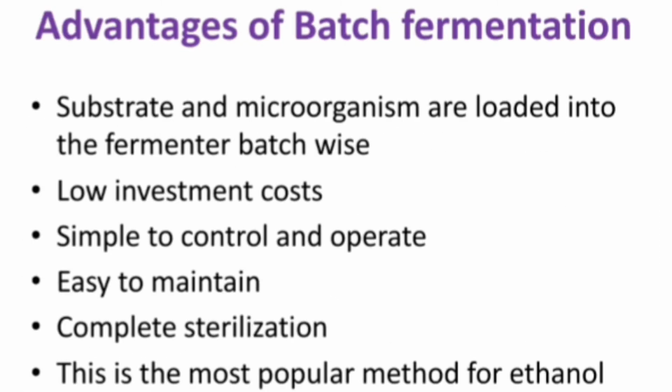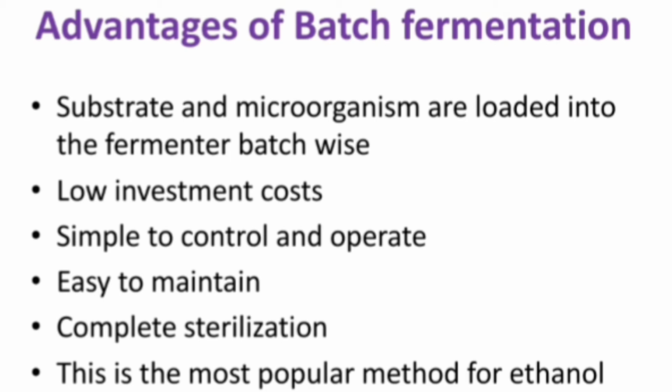Then, advantages of batch fermentation. Here substrate and microorganism are loaded into the fermentation batch wise. That means if we want to produce, for example, grape juice wine, then we are putting grapes as the substrate, then yeast, Saccharomyces cerevisiae, as the inoculum or the microbes, and then we are maintaining a fixed volume. For 1 kilogram of grapes we have to add 2 ounce of yeast, like that. Then the entire vessel is closed for say 45 days, and after that we open this vessel, and then we have to extract the wine from the other waste materials that are present along with the wine. So that is an example of batch fermentation.